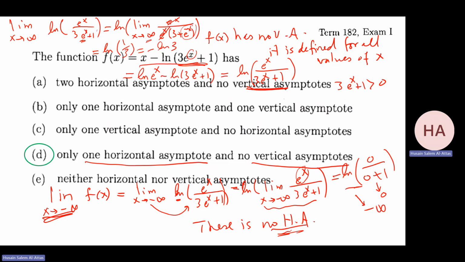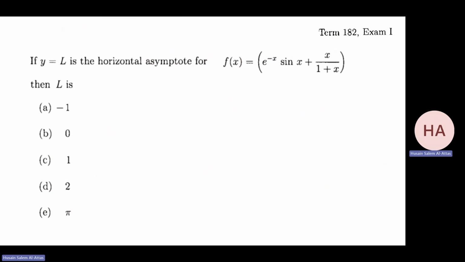From this side, minus infinity, we get no horizontal asymptote. I'm not going to a number, I'm going to minus infinity. The limit gives no horizontal asymptote. In this one, I'm getting a value, a number k, so we have a horizontal asymptote. If y equals L is a horizontal asymptote for this, then L equals what?